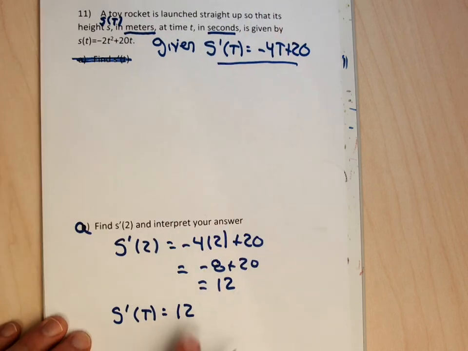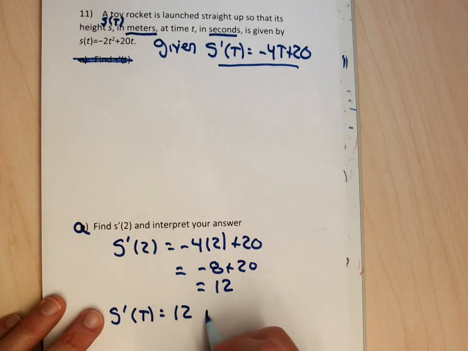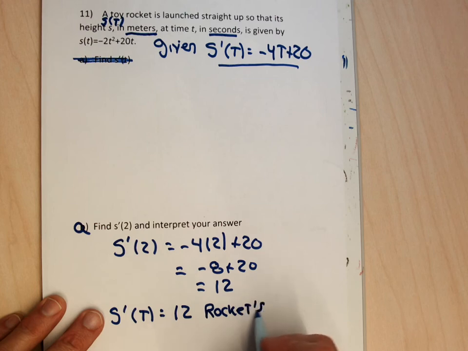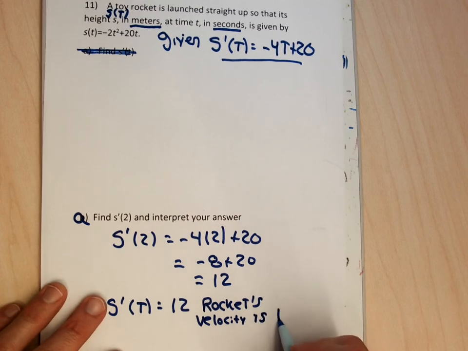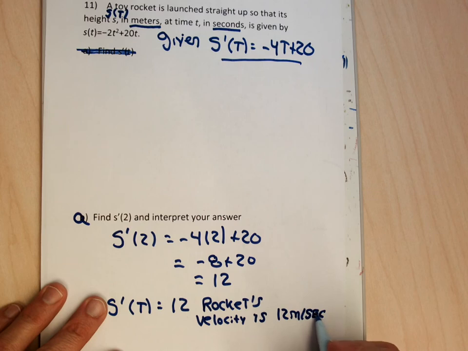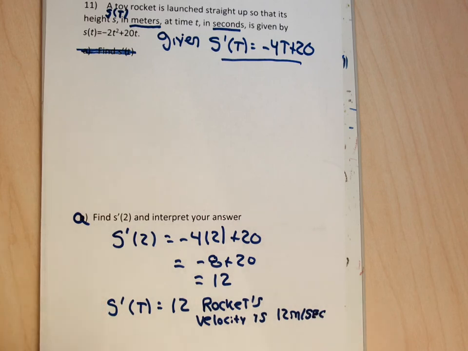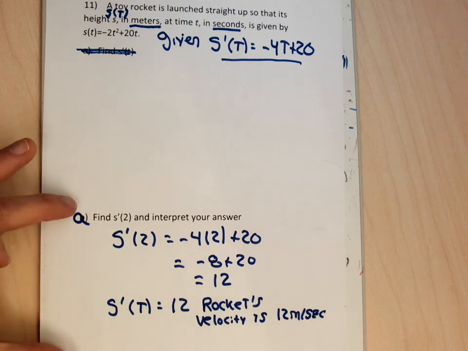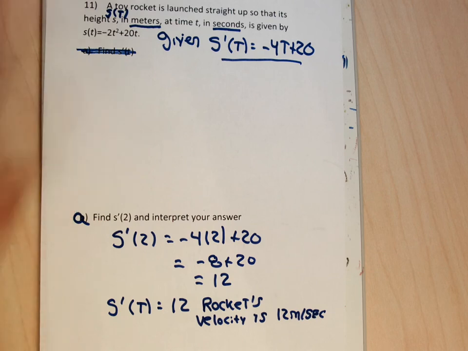So this s prime of 2 means the rocket velocity is 12 meters per second. Because this number is positive, the rocket is still getting higher. If the number was negative, the rocket would be going back down towards the ground, but you don't need to put that comment in. So the last problem on the practice test is going to be tweaked slightly.